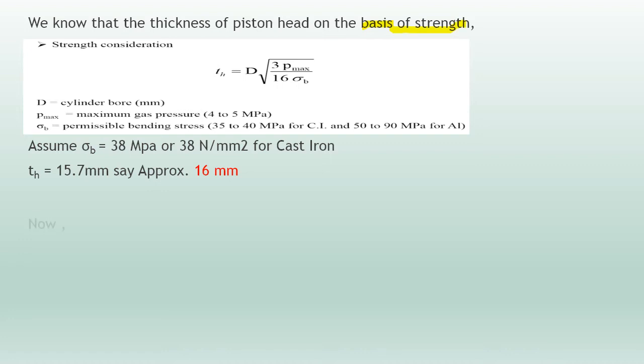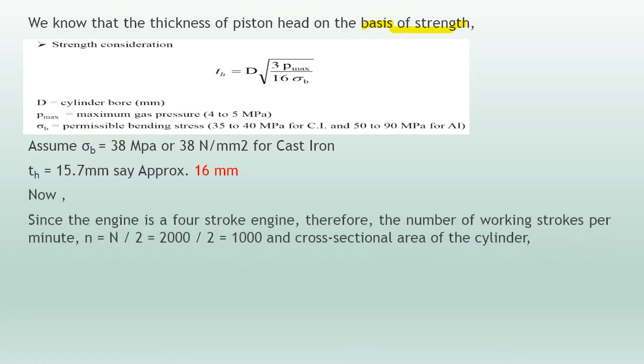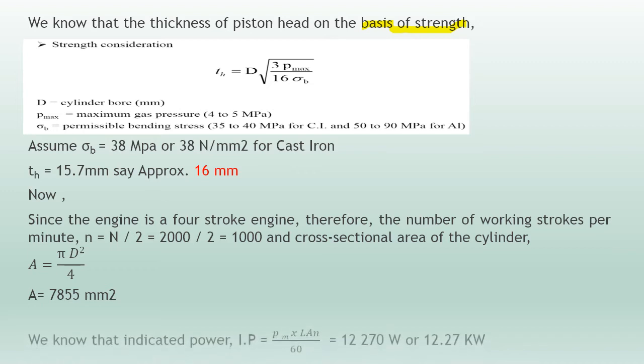Okay. So now, since the engine is a 4-stroke engine, the number of working strokes per minute, n, is equal to capital N divided by 2, which is 2000 divided by 2, equal to 1000. And the cross-sectional area of the cylinder is pi by 4 D square. Put the value of D, that is 100, and you will get area equal to 7855 millimeter square.